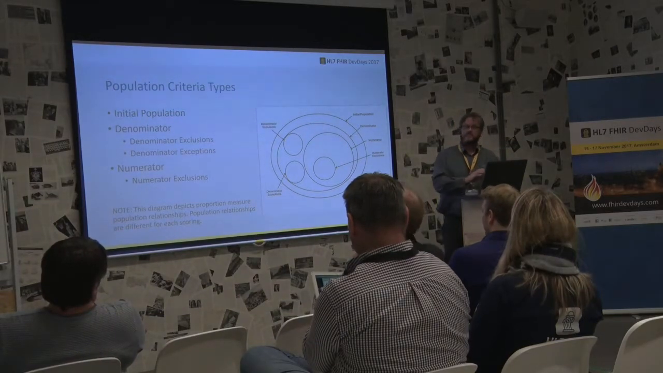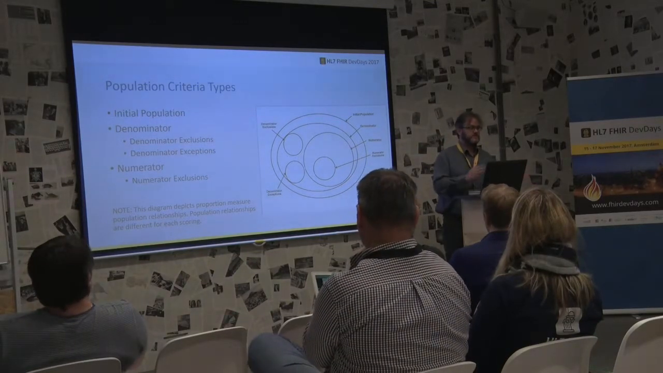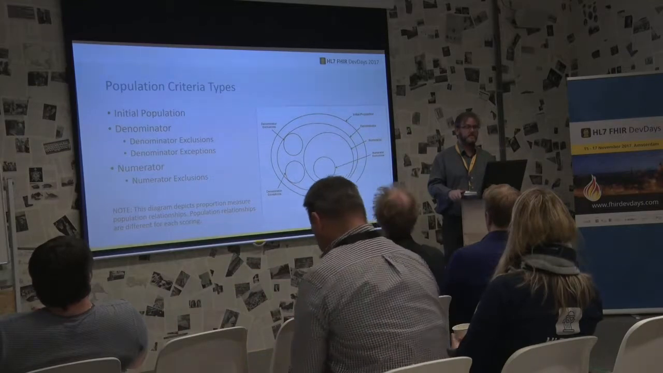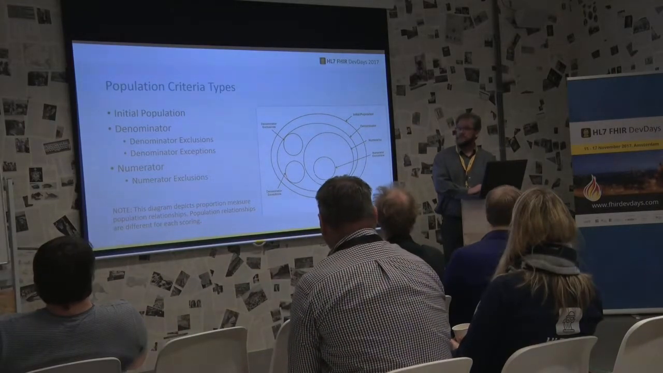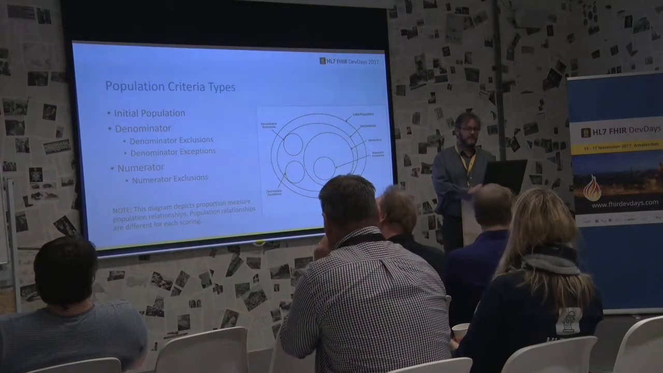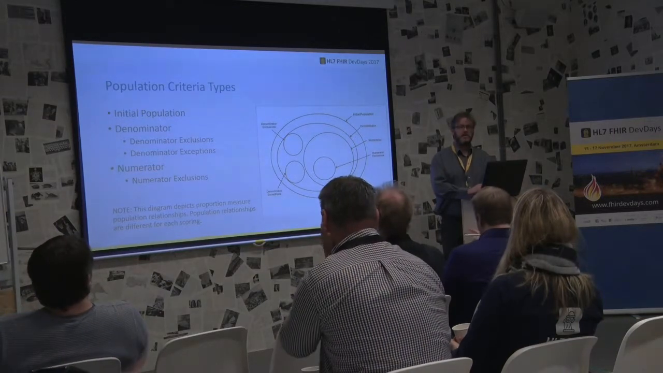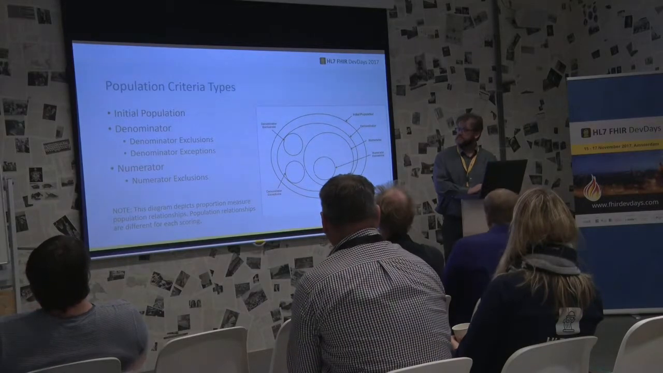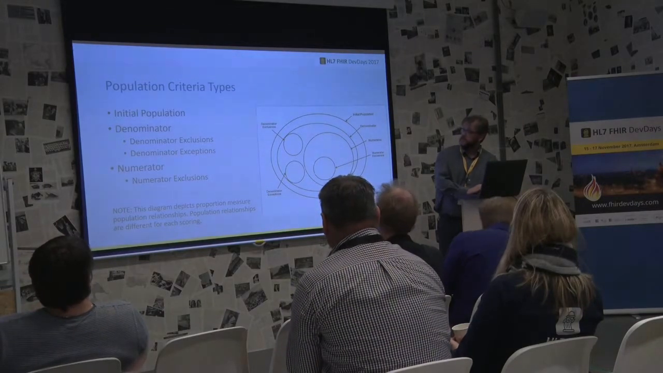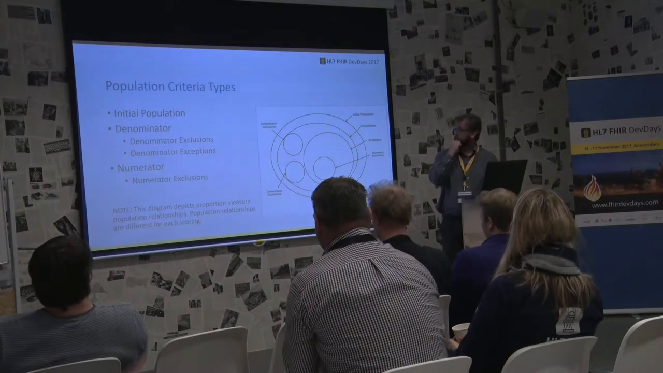We fit all of those measure types and scoring methods into the same set of population criteria. And that's to give just a consistent view of the structure of a measure, so that we have a way to talk about and compare measure definitions between each other. So this is a proportion measure population diagram.